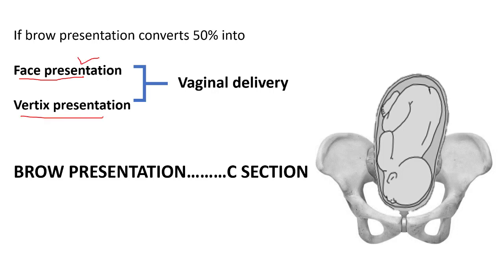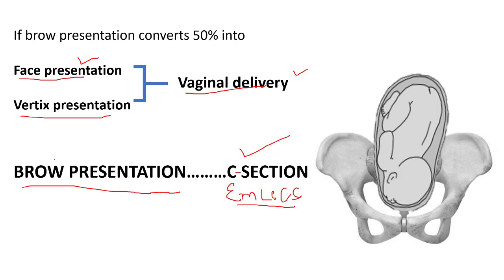So if brow presentation converts into face presentation, meaning mento-anterior, right, or into vertex presentation, vaginal delivery is possible. So we will monitor only in early labor. But if the brow is persistent, the only solution is C-section, or we should say emergency lower segment cesarean during labor.